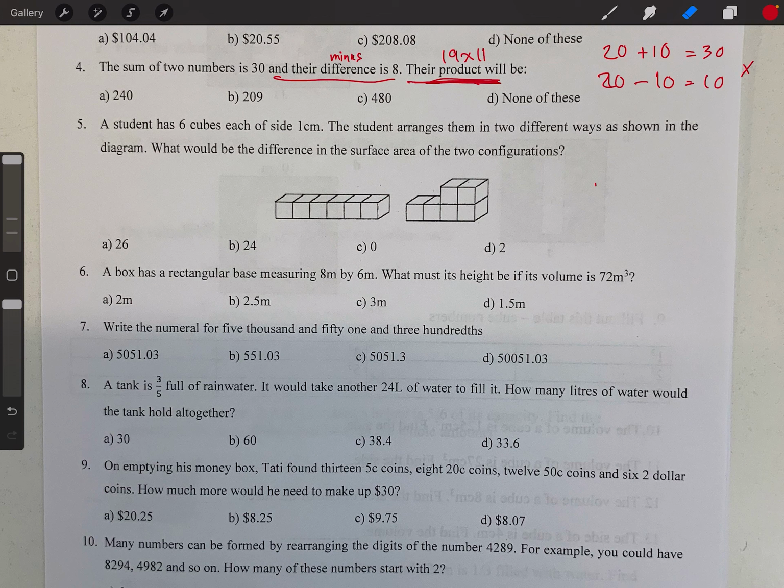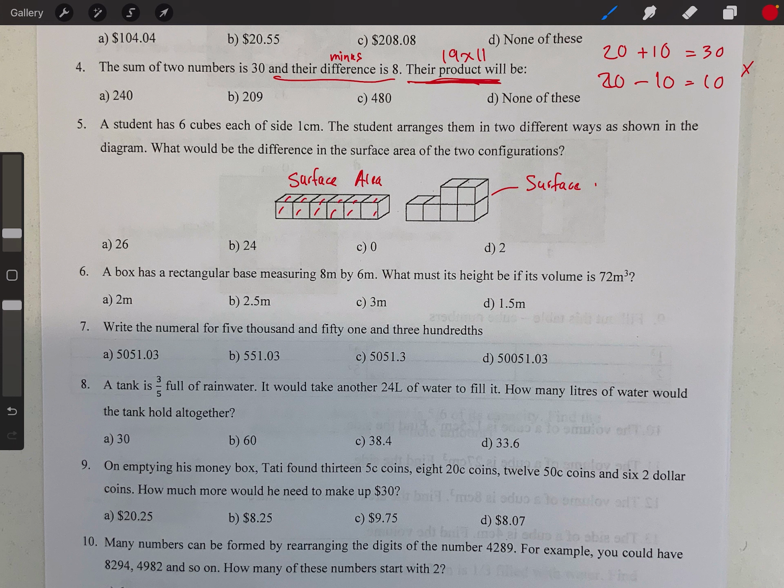Find the surface area of this one. Find the surface area of this one, and then see what the difference is. So to find the surface area, just count all the surfaces. 1, 2, 3, 4, 5, 6.